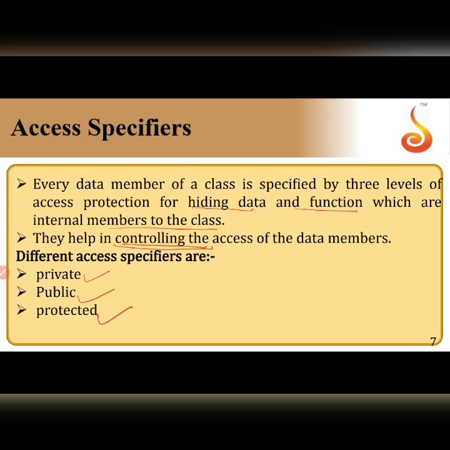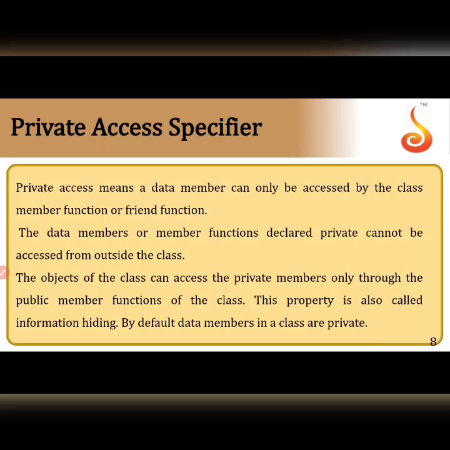All this can be controlled. That is, they help in controlling the access of the data members. We'll start each one in detail. We'll start with private. What does private mean? As an English word, it means that it can be accessed only within the class. The access is very, very limited. So, when I say private access, it means a data member can be accessed only by the class member function.